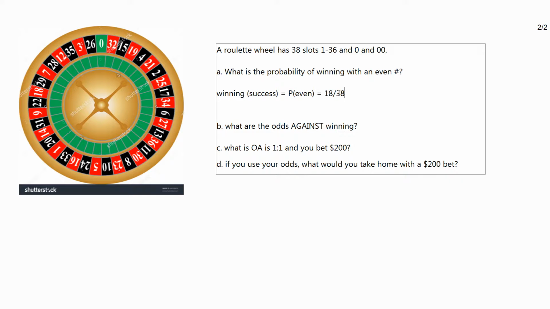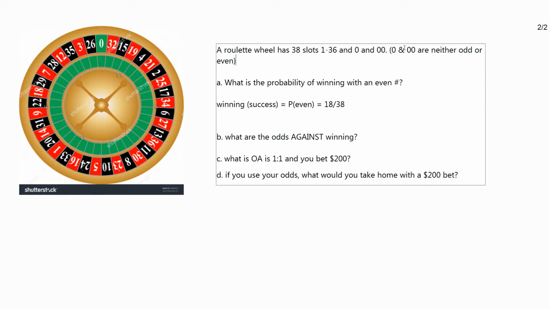Now, you will see a note on this question, and it'll put in parentheses, or it'll say no, 0 and double 0, not O. 0 and double 0 are neither odd or even. And that right there is very important.